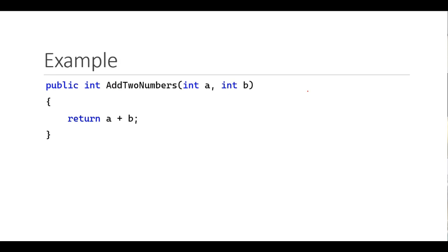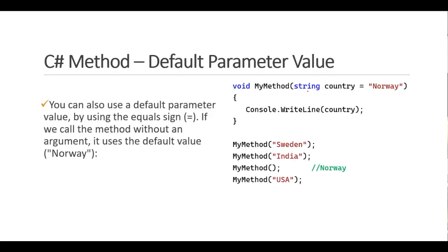Here is the return type. Let's continue with it. First, let's discuss the default parameter. You can also use a default parameter value by using the equal sign. If we call the method without an argument, it uses the default value.